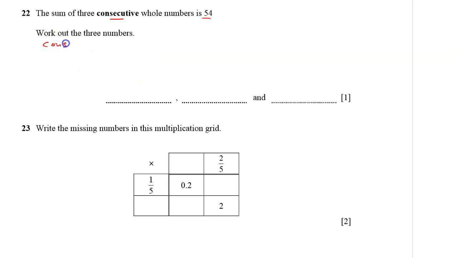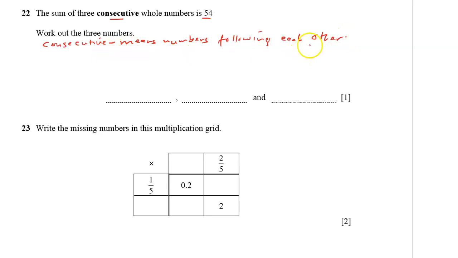Consecutive numbers basically means numbers that follow each other. Let me take a shortcut.